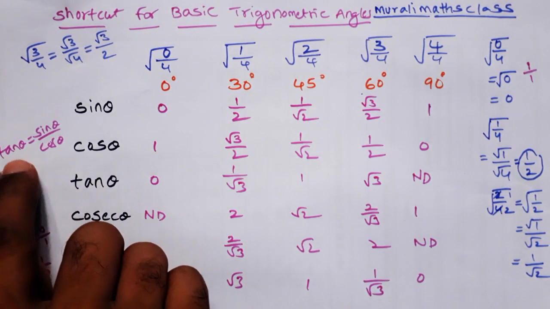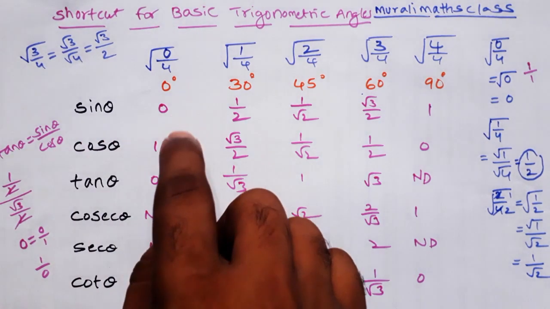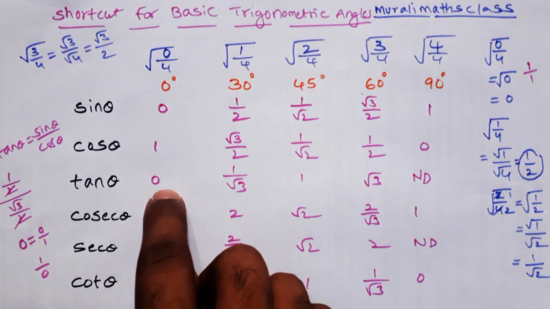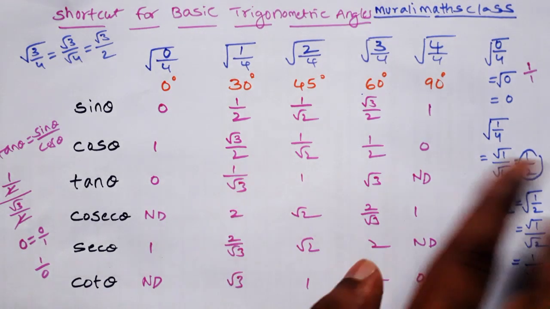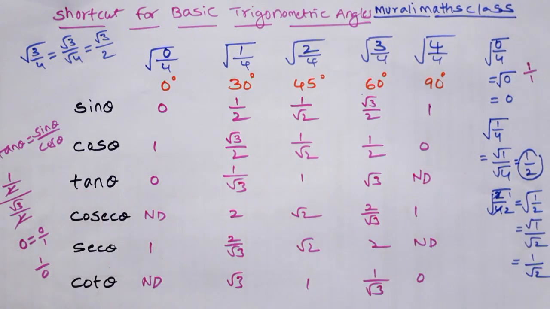Tan. Tan formula is what? Sin by cos. So both we have to divide. 0 by 1 is 0. 1 by 2 divided by root 3 by 2 is 1 by root 3. Like this we have to divide. Tan also completed.